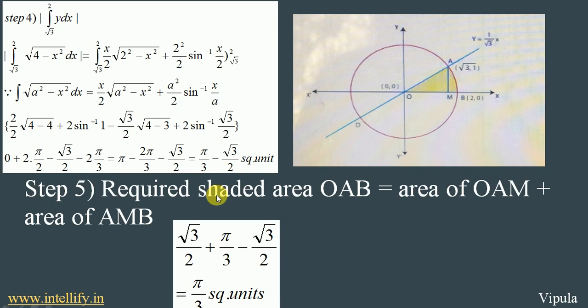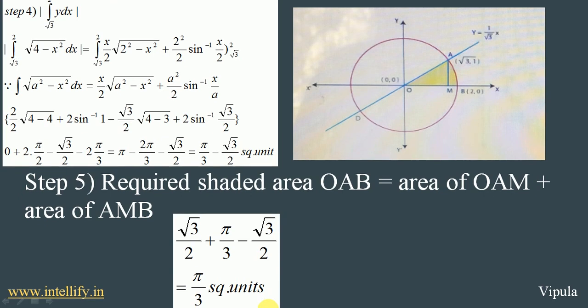And the last step, the required shaded area OAB is equal to area of OAM plus area of AMB. So this is OAB, this is OAM and this is AMB. So we'll add root 3 by 2 to this. So root 3 by 2 plus pi by 3 minus root 3 by 2. So this root 3 by 2 and that root 3 by 2 will cancel out. We'll get pi by 3. So the final answer is pi by 3.